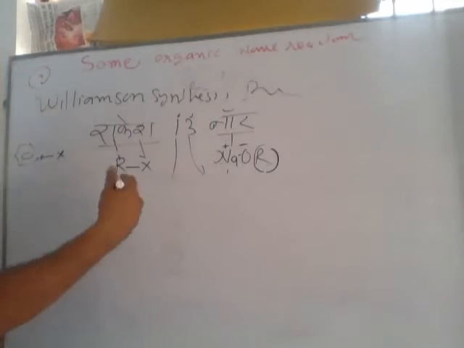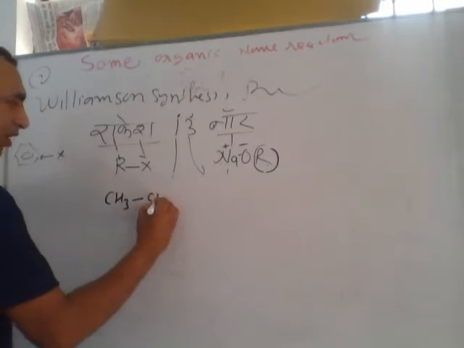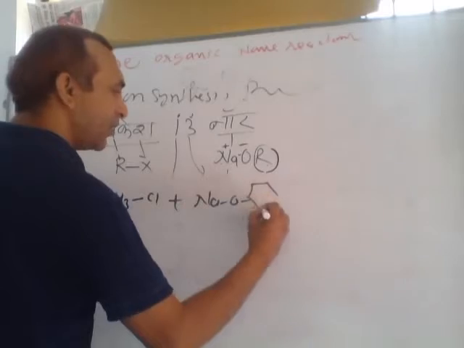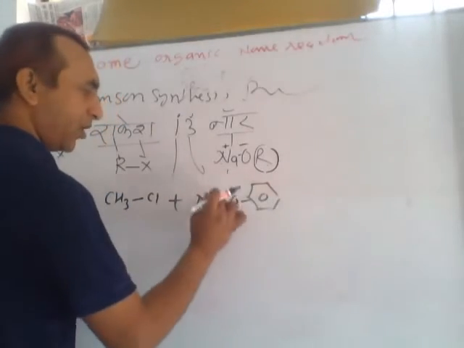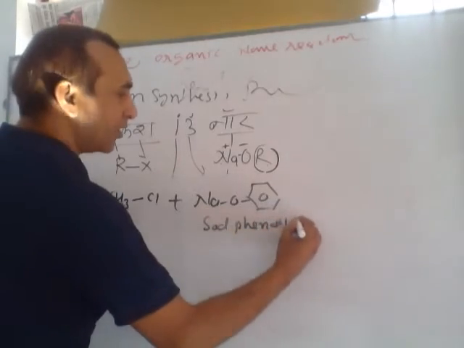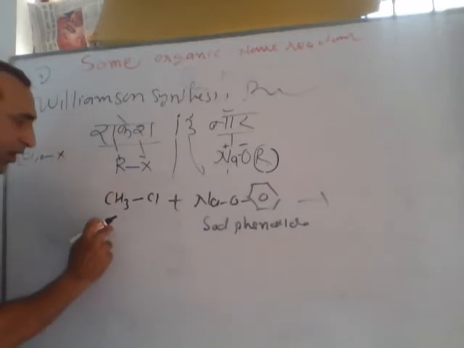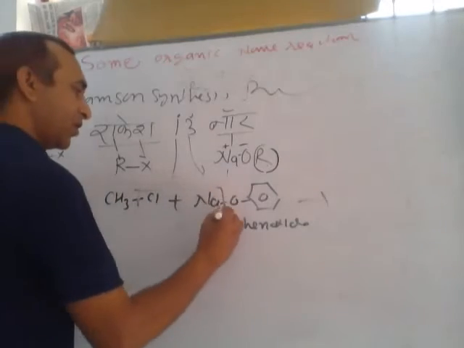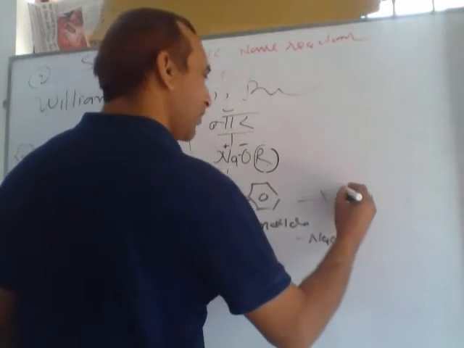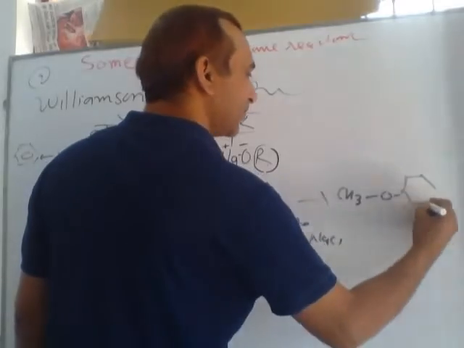So to prepare the aromatic ether, I am writing here CH3Cl and C6H5ONa. This compound is called sodium phenoxide, and this is chloromethane. Here you can't use the ring on the halide. NaCl is removed, and do you know the name of the product? It is CH3O with a benzene ring.